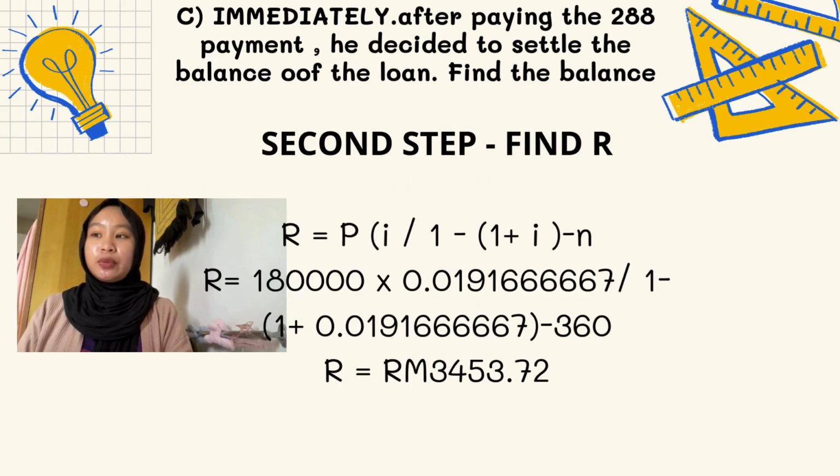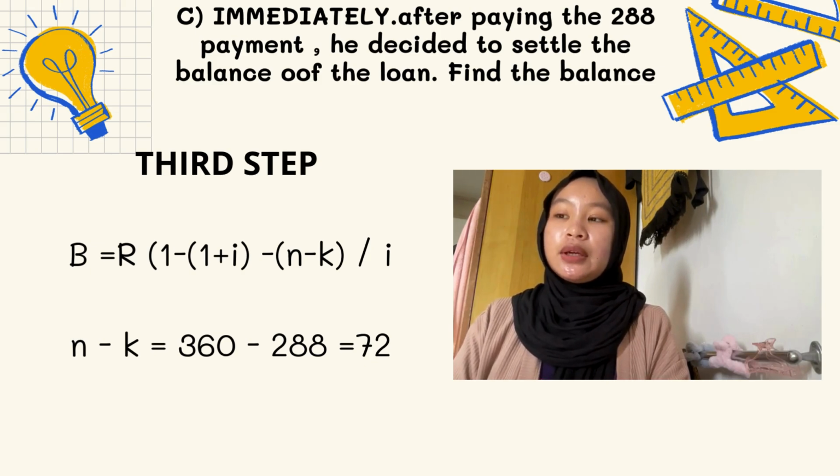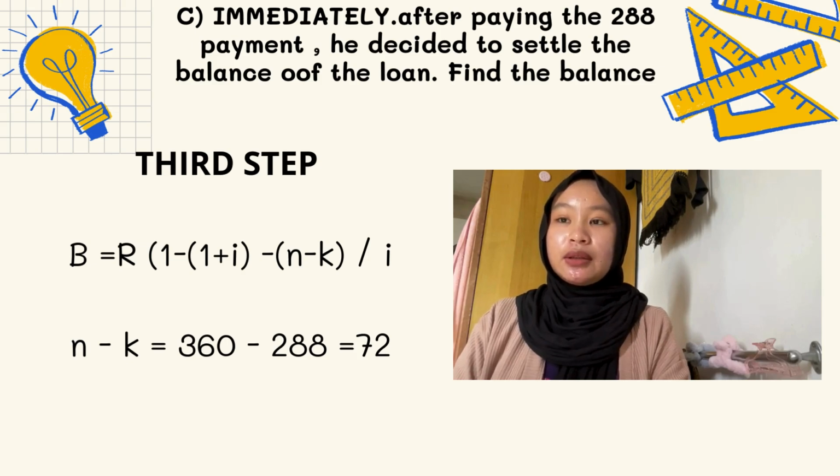The second step, we should find the R. The formula is R equals P times [I divided by 1 minus (1 plus I) to the power of negative N]. P is 80,000 multiplied by 0.019166667 divided by 1 minus (1 plus 0.019166667) to the power of negative 360, and the answer for R is RM 3,453.72.